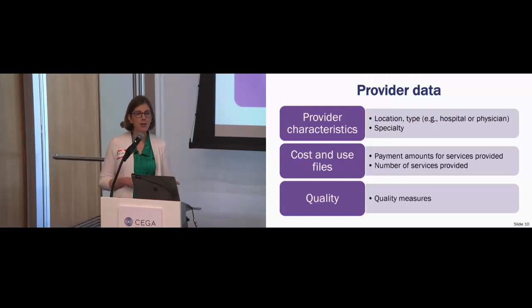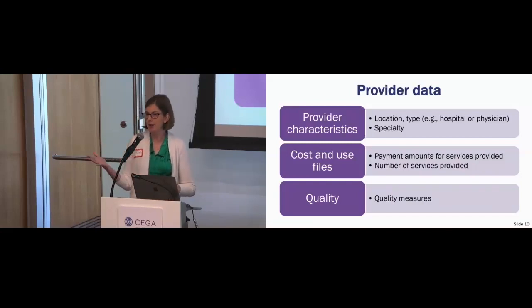There's also a lot of information on cost and use. So rolled up to the provider level, for example, it provides information on the payment amounts for services provided, the number of services provided by type of service, and so on. And then a whole wealth of quality measures. So how well have these providers done in providing process measures of care, for example? Do they order a test for high cholesterol when they should be ordering a test for high cholesterol?